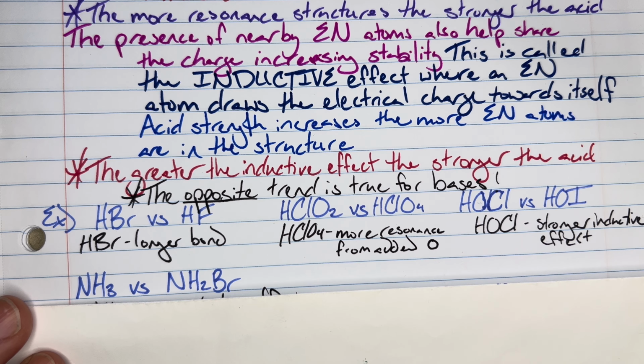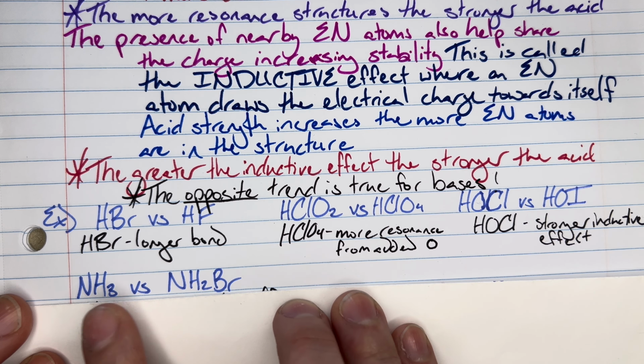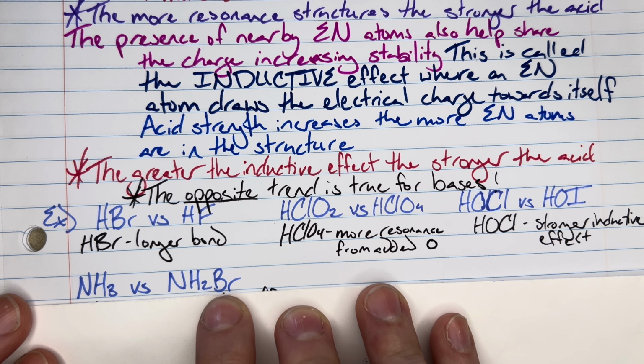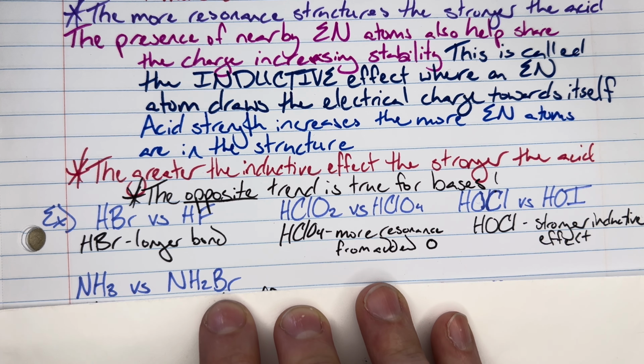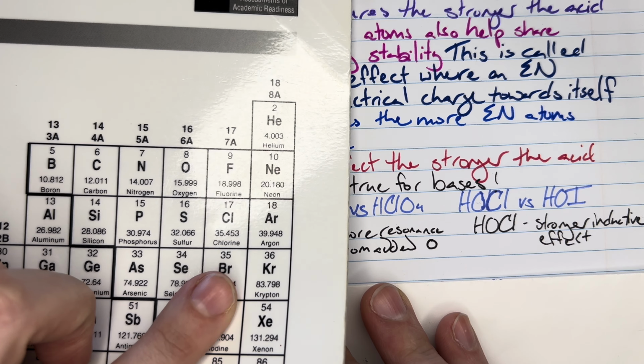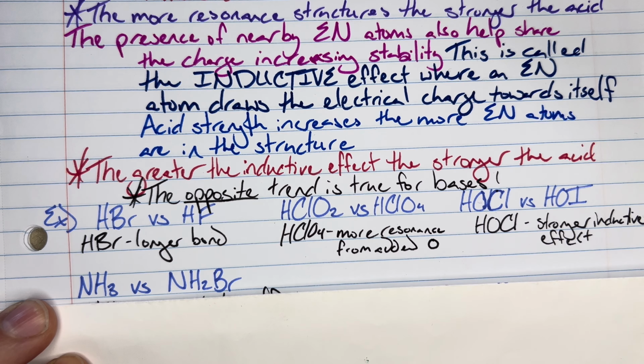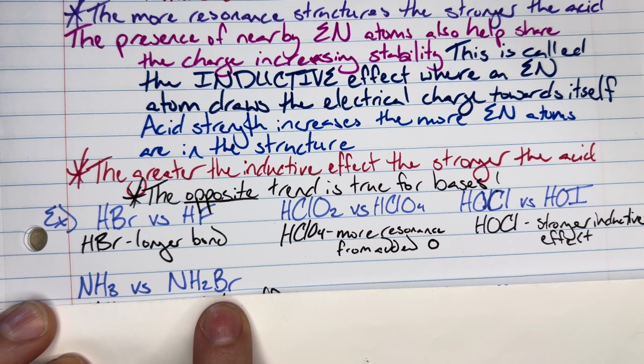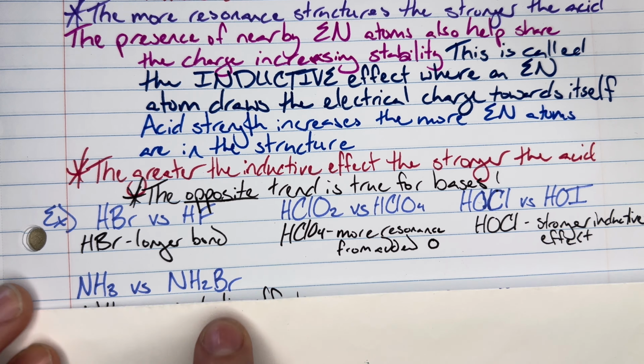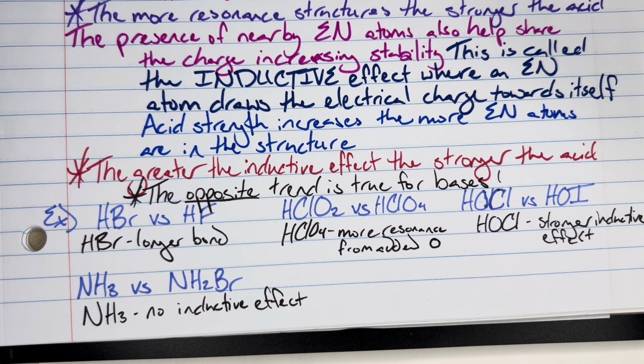If I was to go ahead and compare some bases, NH3 versus NH2Br, I have a stronger inductive effect from NH2Br because bromine is more electronegative than hydrogen is, and I want there to not be an inductive effect. So since there is a stronger inductive effect from NH2Br, that is going to be my weaker base, and so NH3 would be a stronger base because there is no inductive effect.